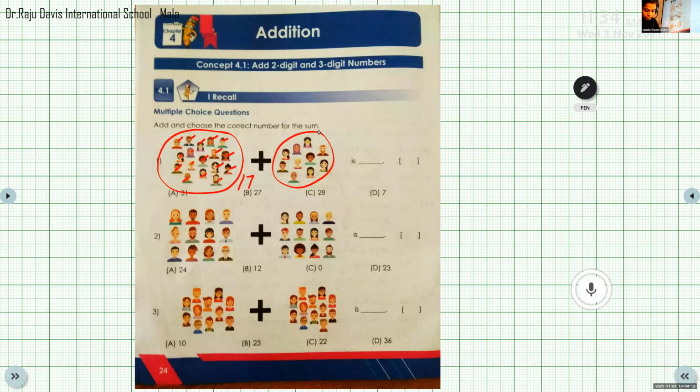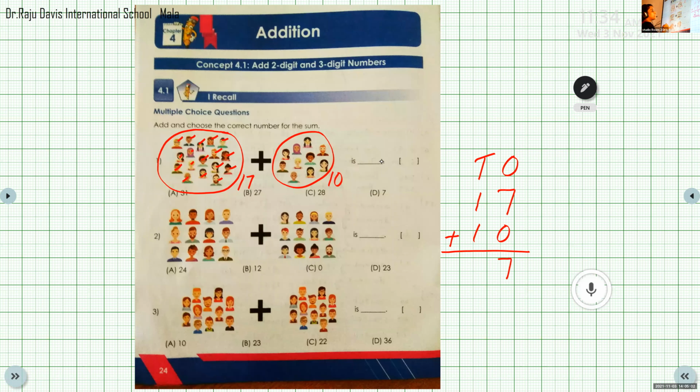Okay. So how to find out the total number? 17 plus 10. You can do it by the side. Please add and tell me the answer. Arrange the numbers in the proper place. Add the ones place number, 7 plus 0. What is the answer? 7 itself, isn't it? Then 27. Yes, the answer is 27.